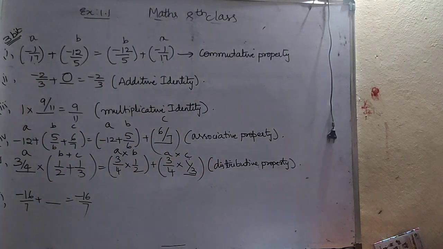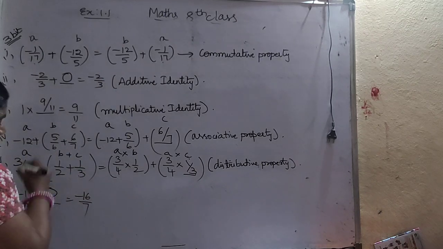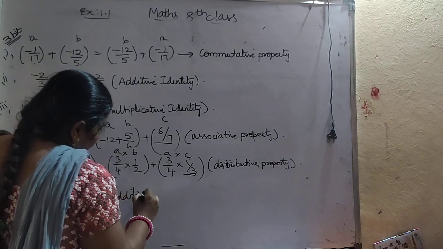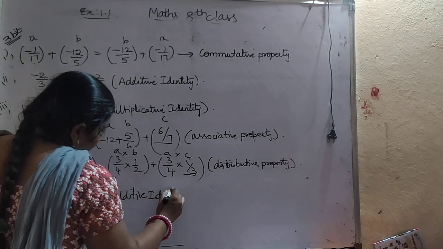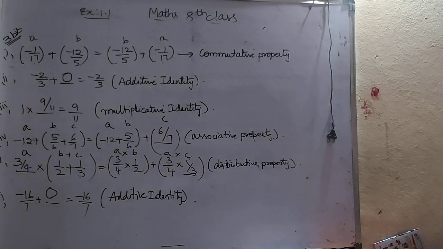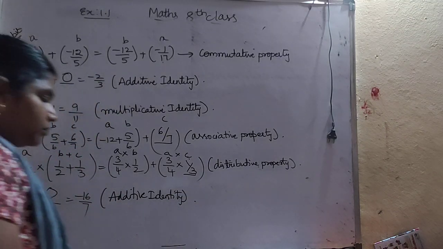Last one, minus 16 by 7 plus dash will be equals to minus 16 by 7. So which number will you add here, again so that the result should be minus 16 by 7? That will be 0. So they have used additive identity. Okay, so this is our third bit for fill in the blanks.